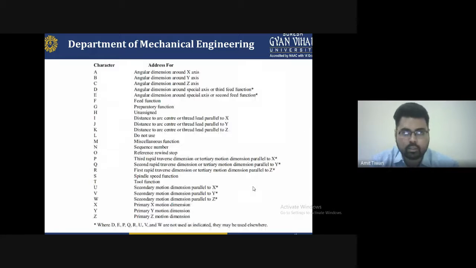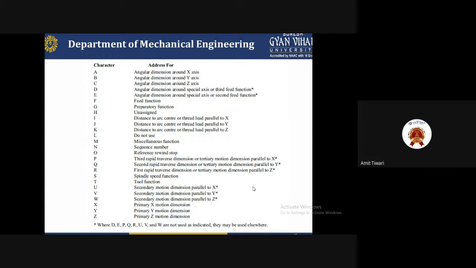As you know, that is a character. These are the characteristics: the 26 letters of the English alphabet, which address something unique to that particular CNC machine. You can see that capital A indicates the address for the angular dimension around the x-axis. B is the angular dimension around the y-axis. C is the angular dimension around the z-axis.